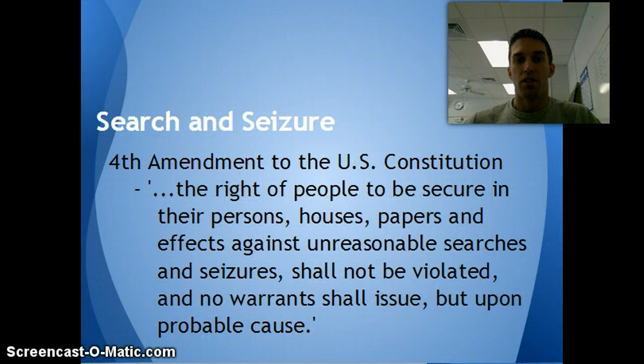By definition, in the book, search and seizure goes into the Fourth Amendment to the United States Constitution. In that amendment, it says that the right of the people to be secure in their persons, houses, papers, and effects against unreasonable searches and seizures shall not be violated, and no warrants shall issue but upon probable cause.